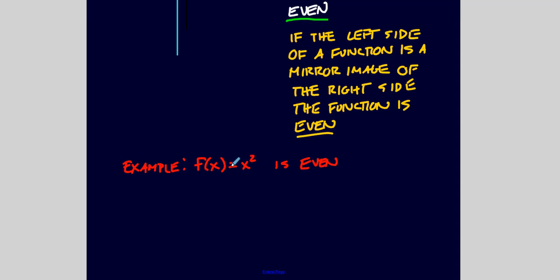So we have f of x equals x squared, therefore f of negative x is going to be, I replace everywhere in f of x, I replace x with the negative of x, which is going to be x squared, because a negative times a negative is a positive. So notice that these two are equal, therefore f of x is equal to f of negative x, and therefore f of x equals x squared is even.